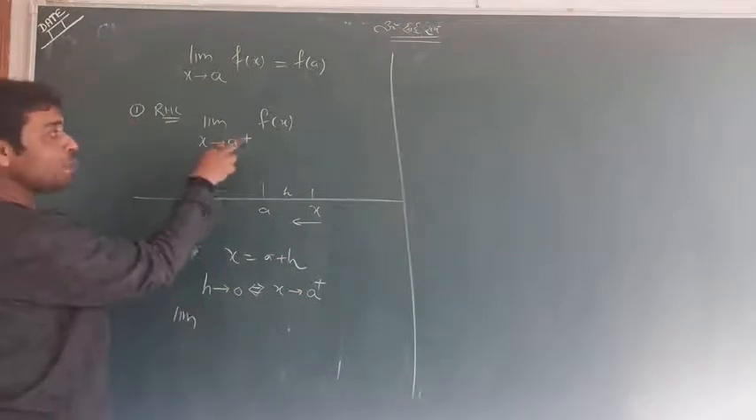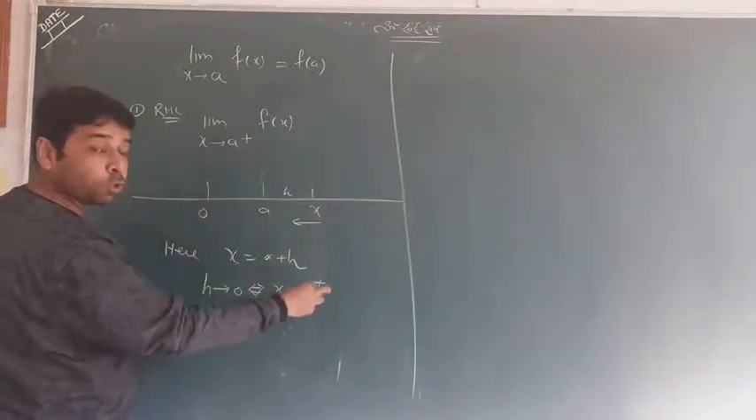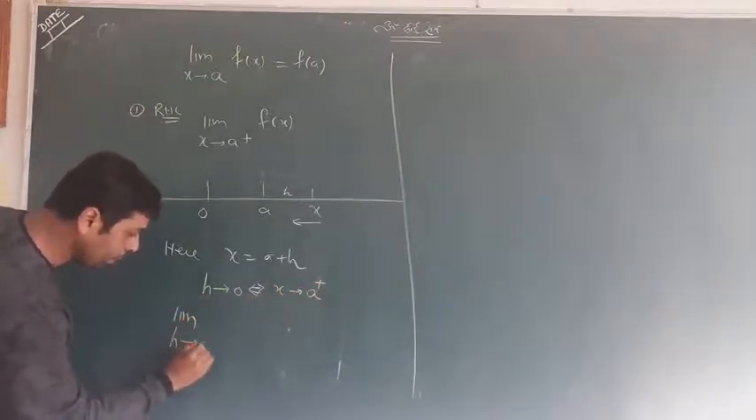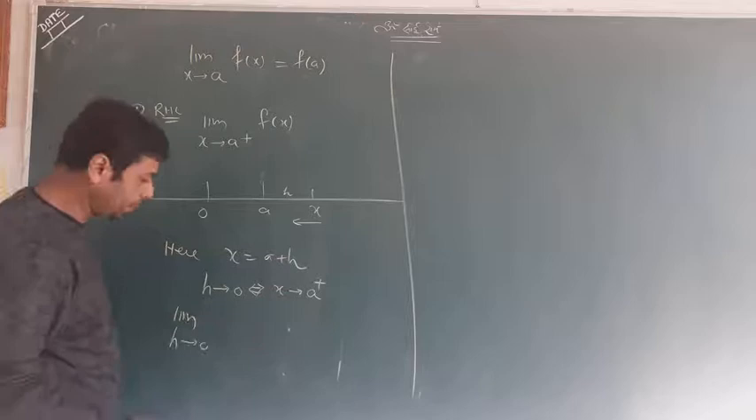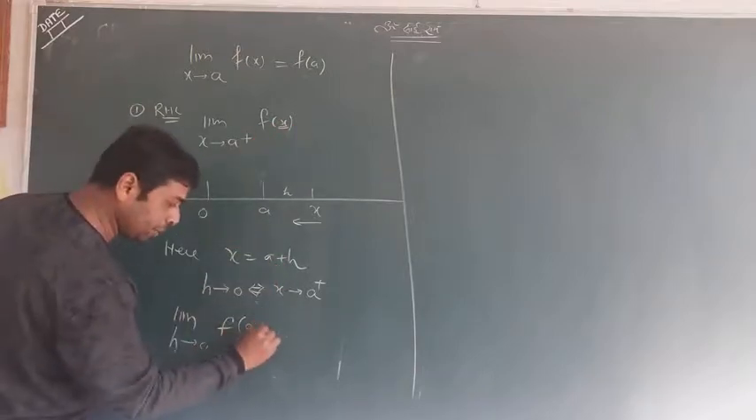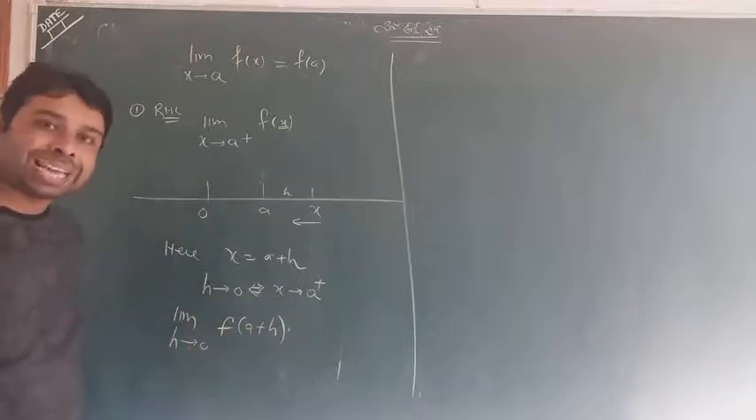This was x tends to a plus, now it is x tends to a plus. So instead of that term, I will write x tends to 0, because both are equal terms. And instead of x, I will write a plus h. Look at a plus h. So the term has been changed in h.